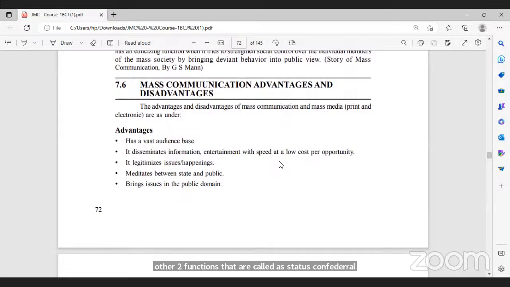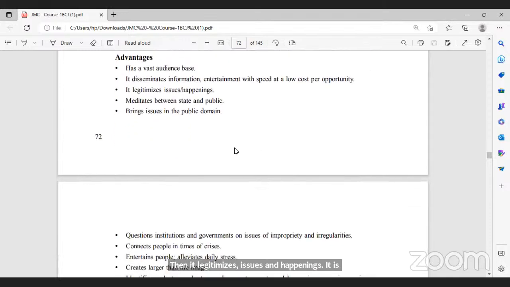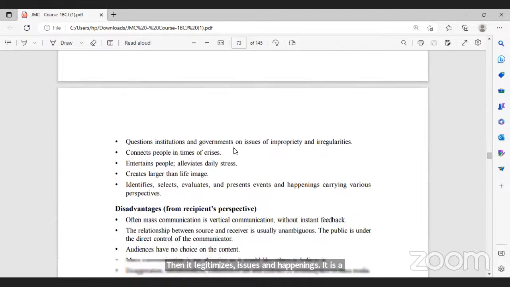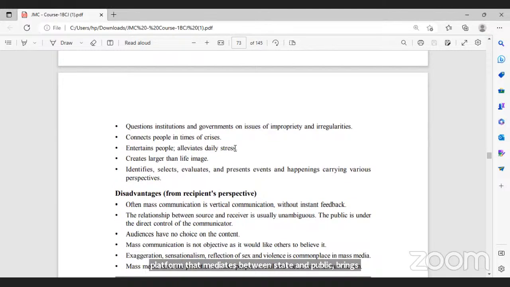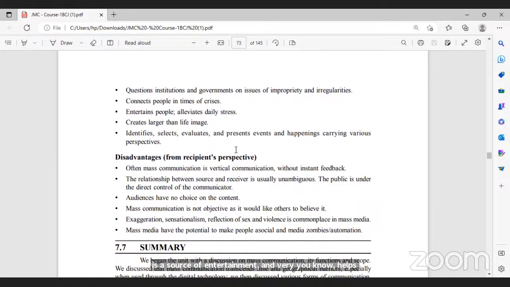So now let us understand the advantages and disadvantages. Even mass communication has two sides of a coin. The advantages are that it has a vast audience base. It disseminates information with speed and at low cost. Then it legitimizes issues and happenings. It is a platform that mediates between state and public, brings issues into the public domain, and also questions and connects the people at times of crisis. And also it is a source of entertainment, which helps in de-stressing, and creates a larger than life image, and identifies, selects, evaluates, and presents events happening or carrying various perspectives.